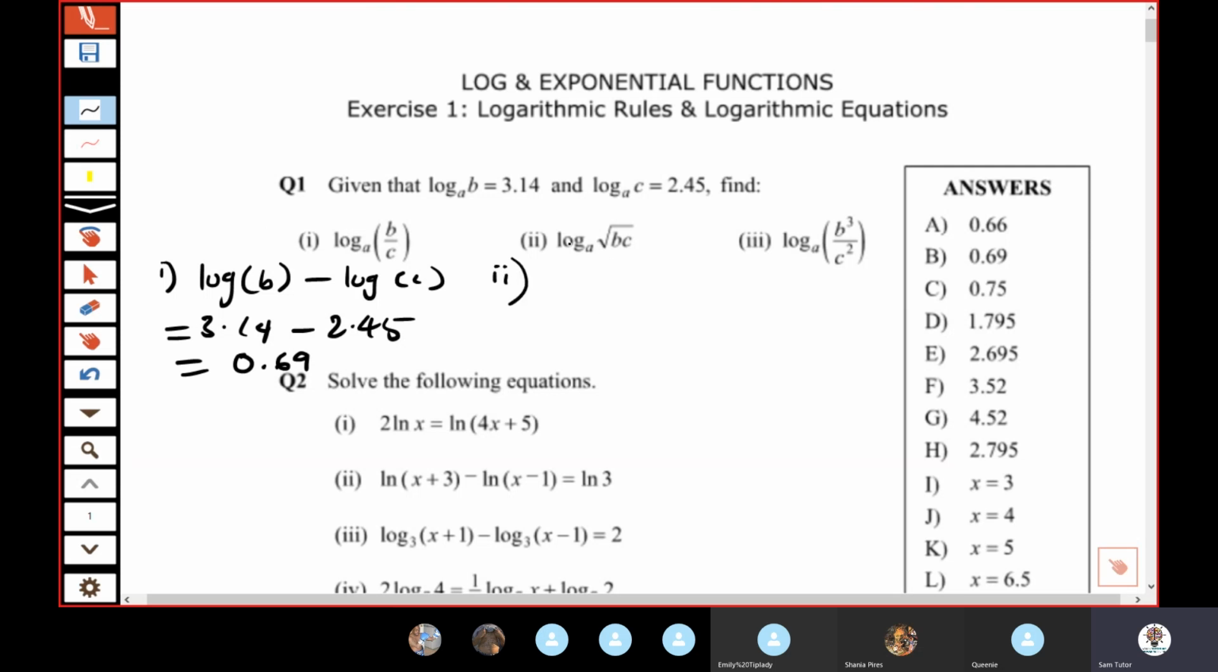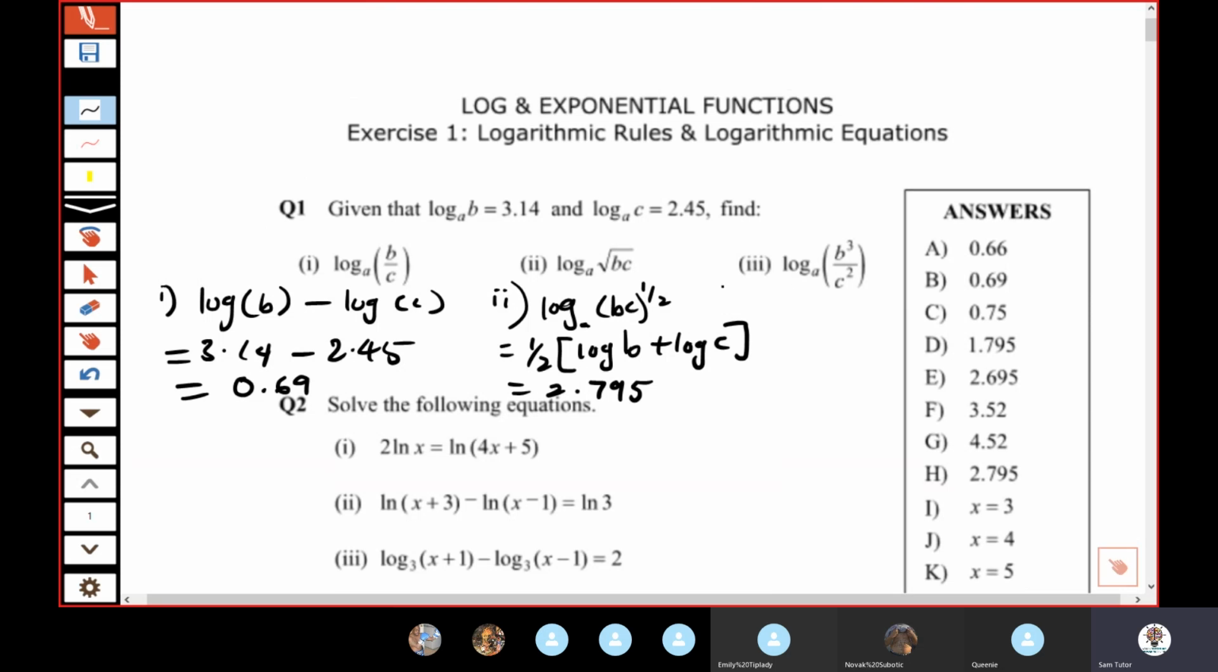Ooh, that changes it up a bit. Log of the square root of BC. Anyone have any ideas? Would you put it to the power of 1/2? You must, exactly like calculus. You can't have it there. Power of half, and then what would you do, Nova? Bring it down. You've got half, and then you're left with half of log BC. But you know these are multiplied, so you might as well just save a line and go log B plus log C. Log B 3.14 plus 2.45, times by 0.5 is 2.795.